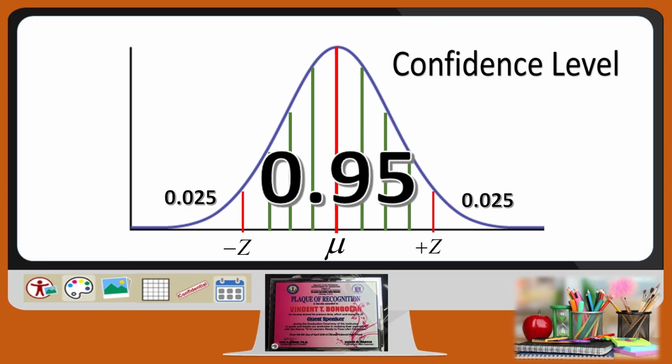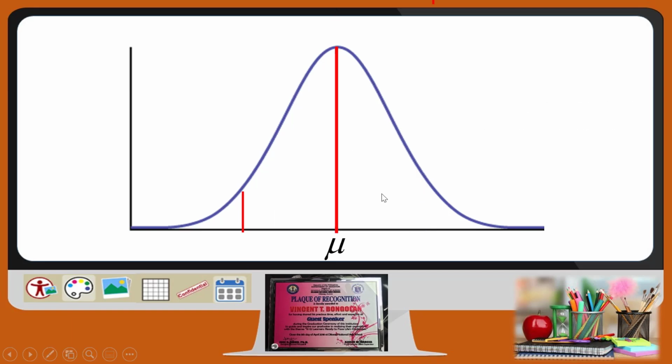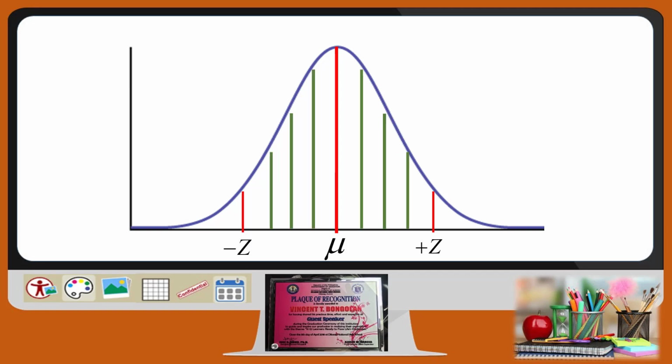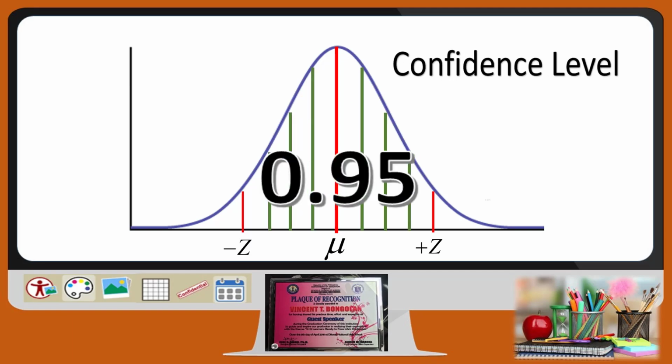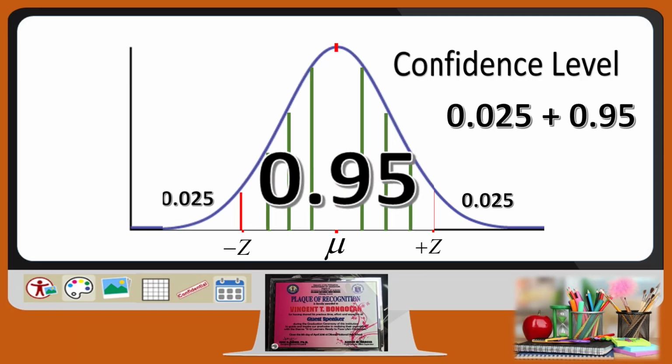The goal is to find the area from the left. To do this, we add 0.025 plus 0.95. The result is 0.975.